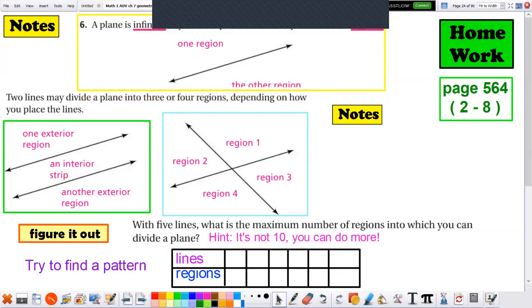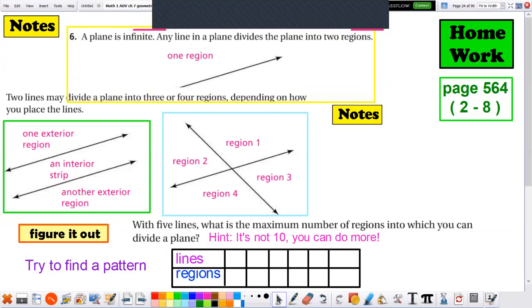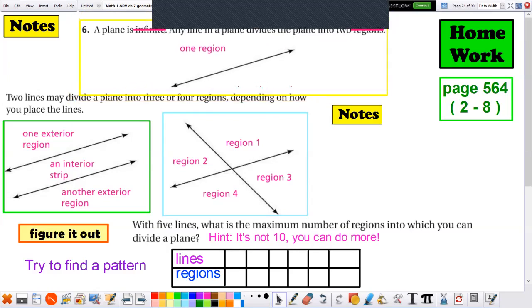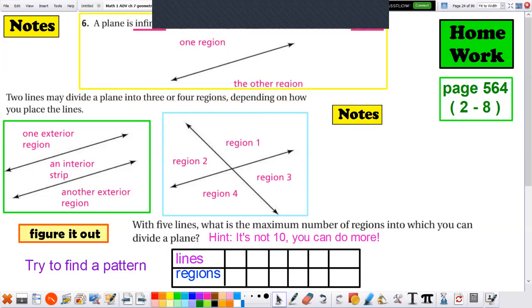A plane is infinite. When we talk about a plane, we're talking like a flat surface, like a piece of paper or the ground. When we say it's infinite, it goes forever and ever. And imagine we had a flat surface going forever. If we drew a line through it like this, you divide it into a region here and a region here. Another 2 regions. Here's region 1, here's region 2. Like you could be standing on this side, someone puts a big line right here, and your friend is standing on this side, like on the other side of a fence.